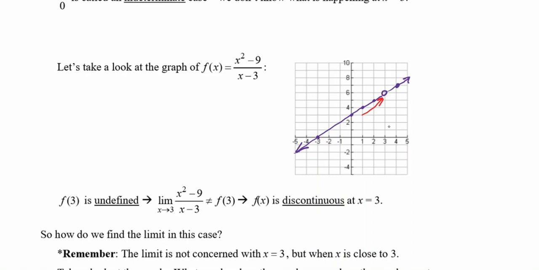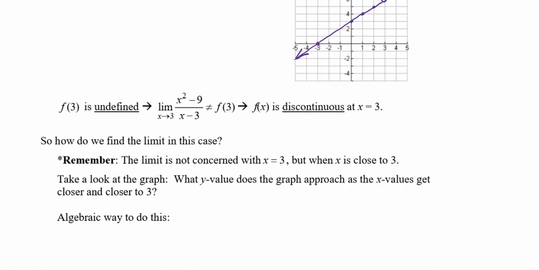As we get closer and closer to 3, my y value is getting closer and closer to 6, and the same thing from the other side. So looking at the way the graph is right now, what should the limit be? It should be 6, even though that's not a point on the graph. The limit can still exist, even though there's not a point on the graph for that limit.